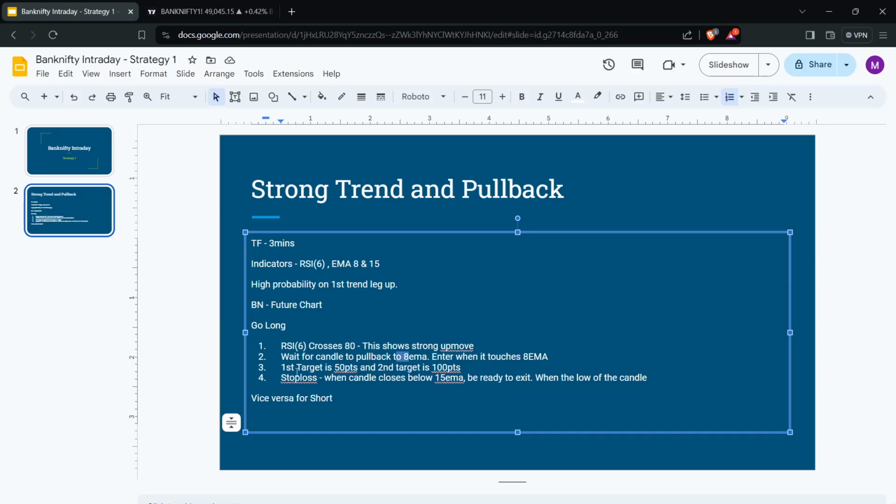enter. You can wait for the candle to close if you are conservative, but if you want to just enter, you could just enter as soon as it touches 8 EMA, and wait for the first target. The first target is always a fixed target. We don't trail, we don't keep moving our stop losses or something like that. We just go with a 50-point target, or a second target of 100 points.